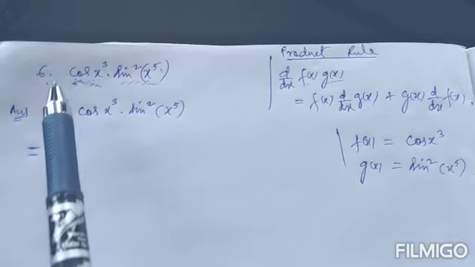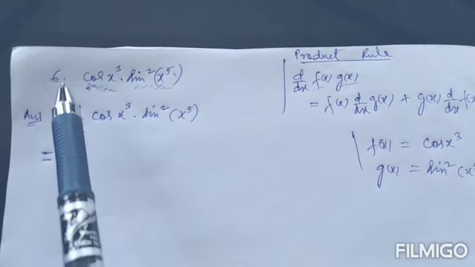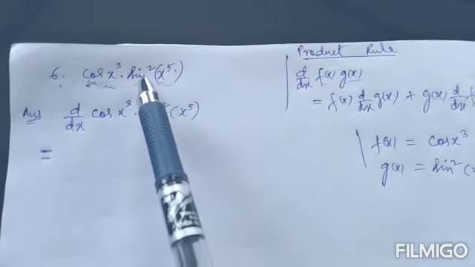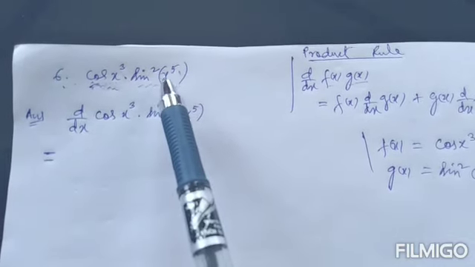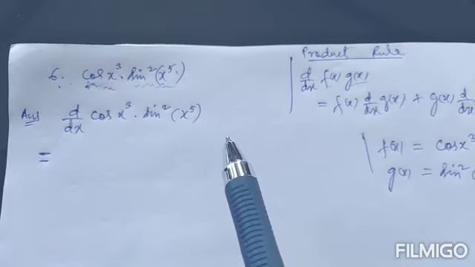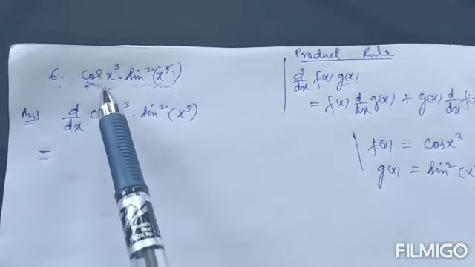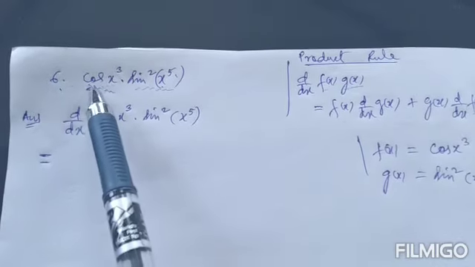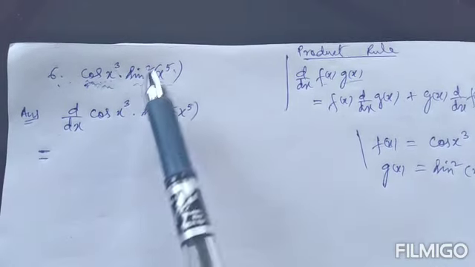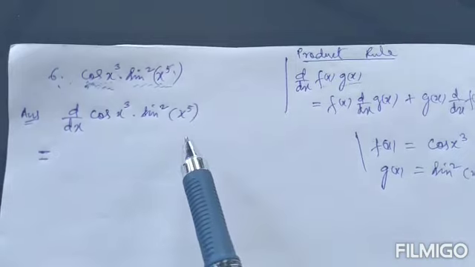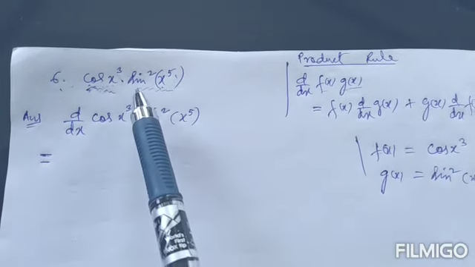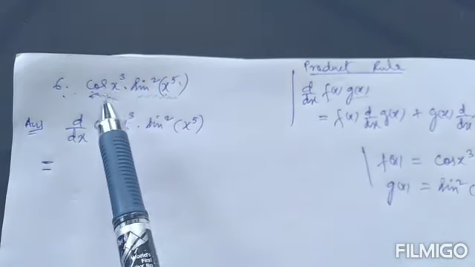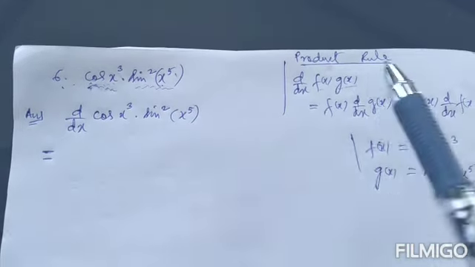Okay, student, today I will explain to you question number 6. Cos of x cube sin square x power 5. When you look at this function, I have two functions here. One is cos of x cube, another one is sin square x power 5. So in this case, when I have two functions, I have to use either product rule or quotient rule. But in this case, product rule will come.